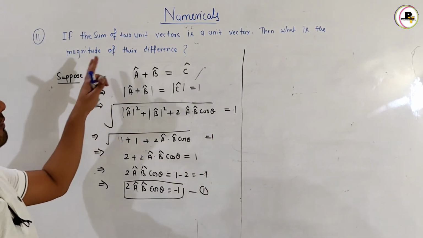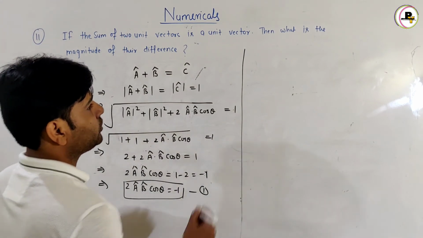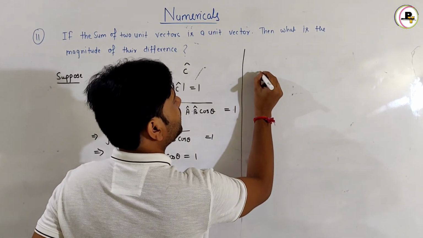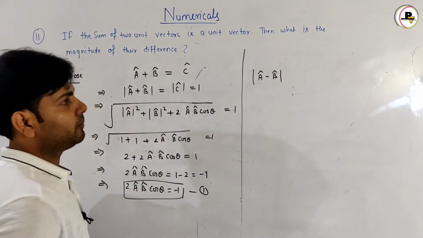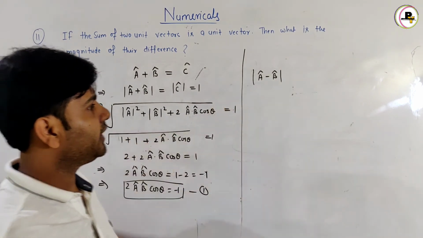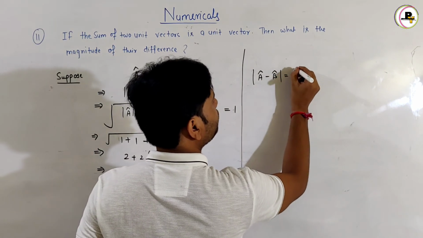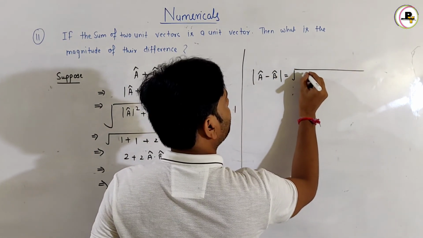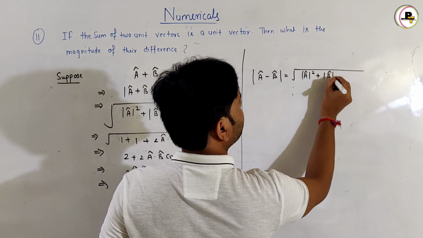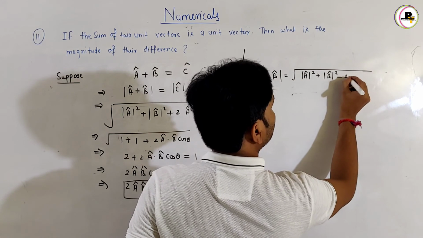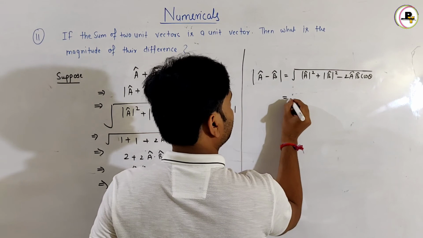Now I have to find the magnitude of the difference of the unit vectors, A cap minus B cap. So I have to find the mod of A cap minus B cap, and this is equal to the square root of mod of A cap square plus mod of B cap square minus 2 A cap dot B cap cos theta.